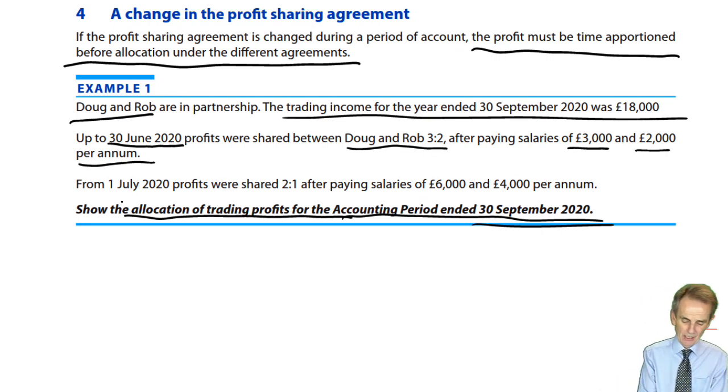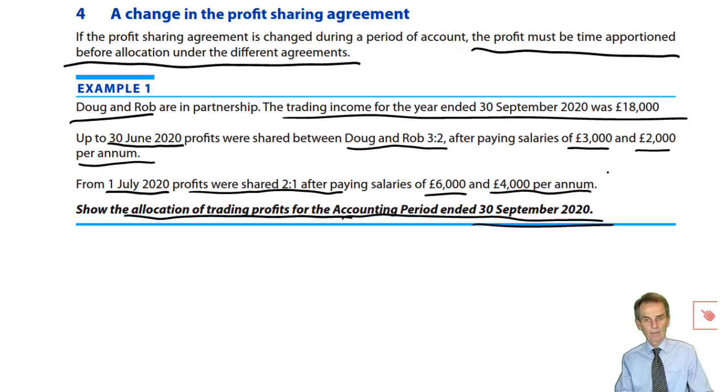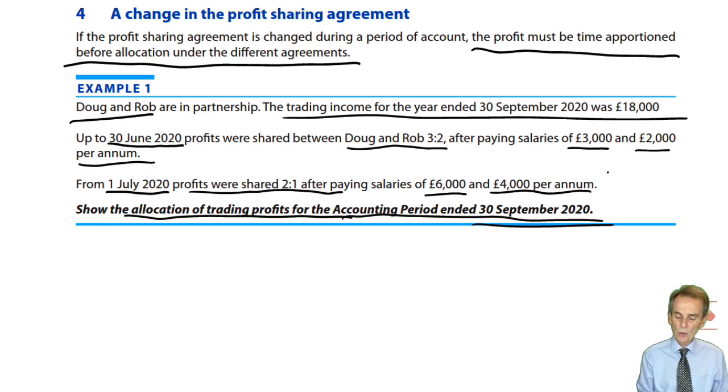But from the 1st of July 2020, we then change. Profits are now going to move to a PSR of 2-to-1 rather than 3-to-2, and the salaries have been increased to £6,000 and £4,000 per annum respectively. Okay, so we look at the accounting period. At this point, there's no reference to tax years or bases of assessment. What we must firstly do is establish for each accounting period how much profit each partner has been credited with. Then, once we've got the figure of profit for a given accounting period, we can apply our relevant bases of assessment.